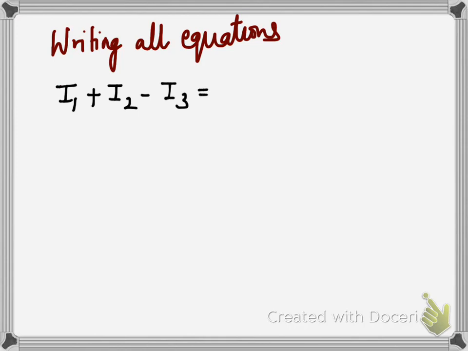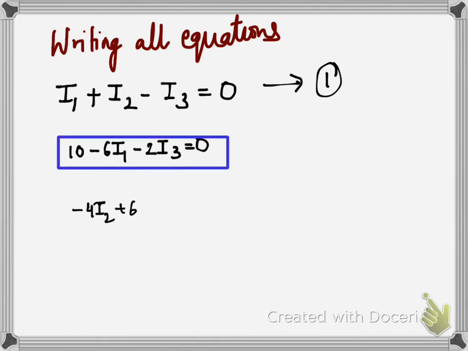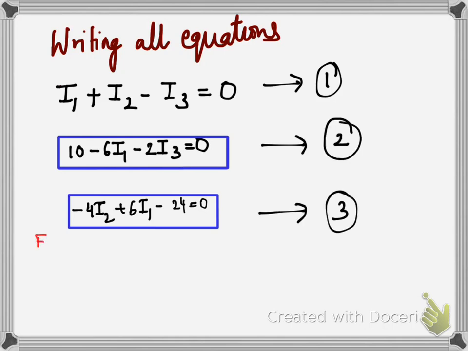I1 plus I2 minus I3 equal to 0. 10 minus 6I1 minus 2I3 equal to 0. Minus 4I2 plus 6I1 minus 24 equal to 0. We have got three equations. Now from equation 1, I3 can be written as I1 plus I2, which we are going to substitute in equation 2. You can check in equation 2 we have got I3, so we are going to write it as I1 plus I2.